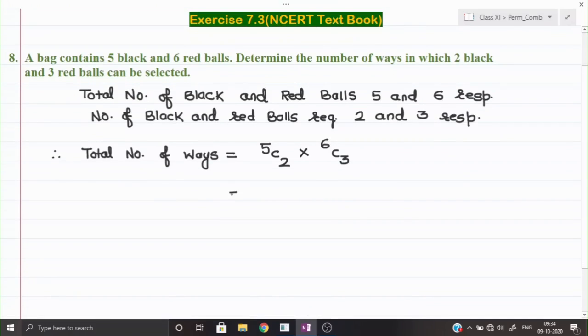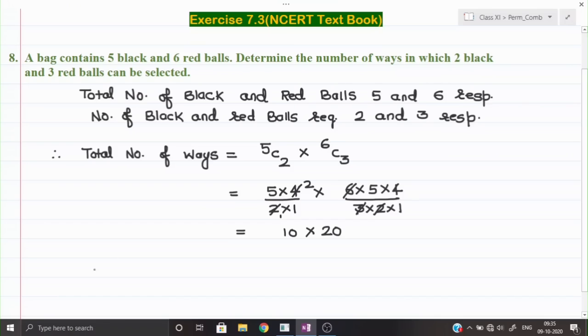Now 5C2, we can solve it. That will be 5 into 4 upon 2 into 1. I hope it is clear. We expand 5 for 2 places and then write factorial 2 upon it. Same we can do with the second combination also: 6 into 5 into 4, we expand till 3 places, and upon it we write factorial 3, that is 3 into 2 into 1. Here 3 twos are 6, and 6 can be cancelled, and 2 ones are 2 and 2 twos are 4, it can be cancelled. Here the remaining is 10 and there it will remain 20.